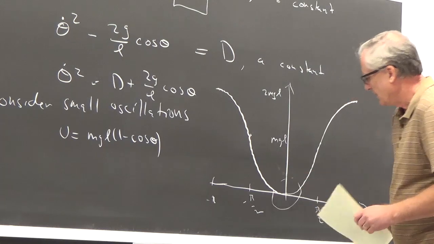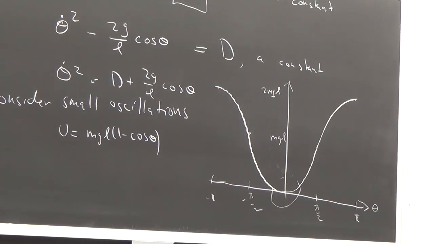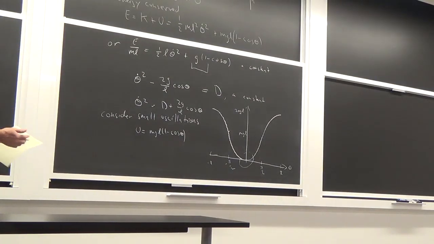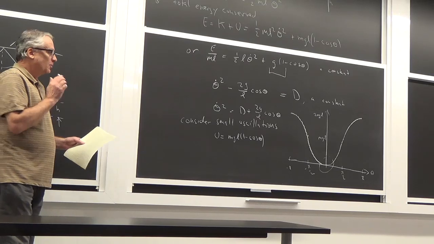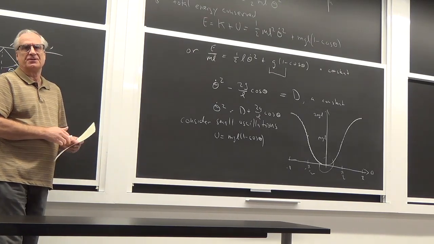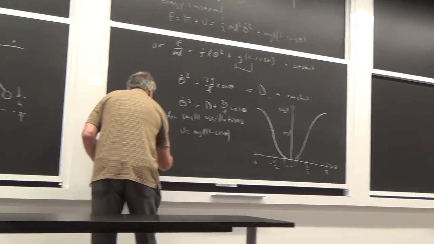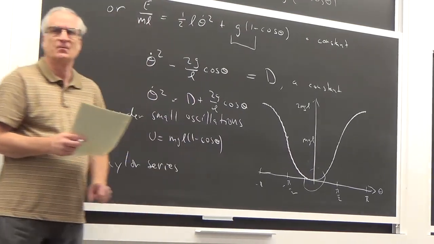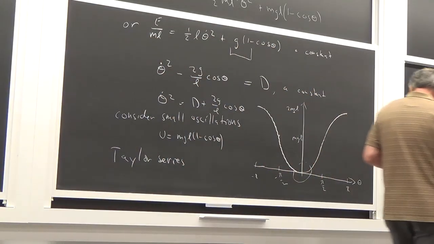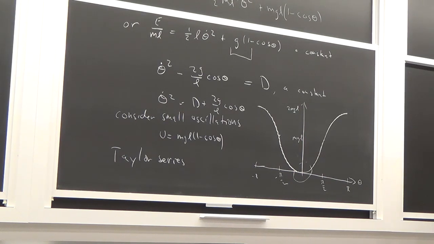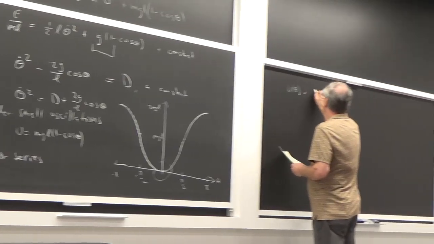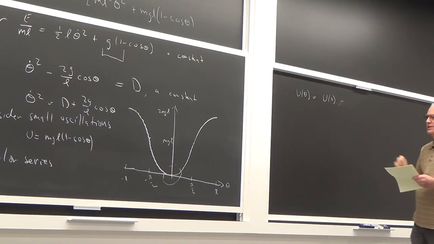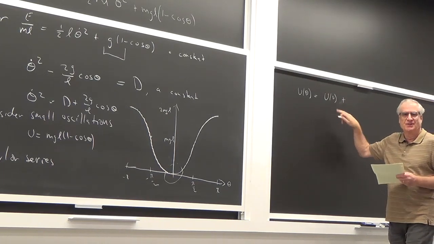Down here, in this region around the origin, it kind of looks like a quadratic dependence. So what do we do? If we're dealing with small oscillations, we're dealing with small theta. What do we do with small theta? We make a Taylor series expansion. So we expand our potential energy function in a Taylor series about theta equals zero, about the equilibrium position.